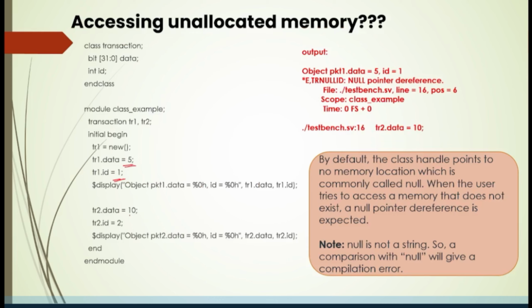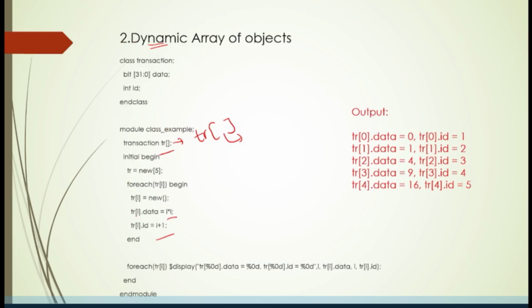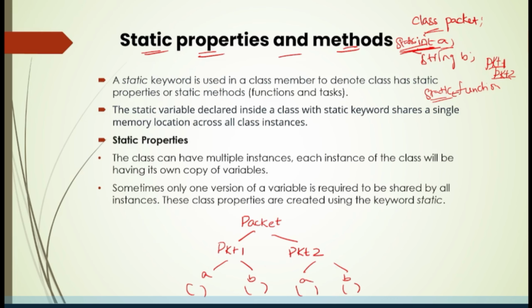For example, this memory is having two values, this memory is having its individual values. Similarly, here A can hold individual values like 0 and 1, and this can hold individual values like 2 and 3. Normally this happens in normal classes.